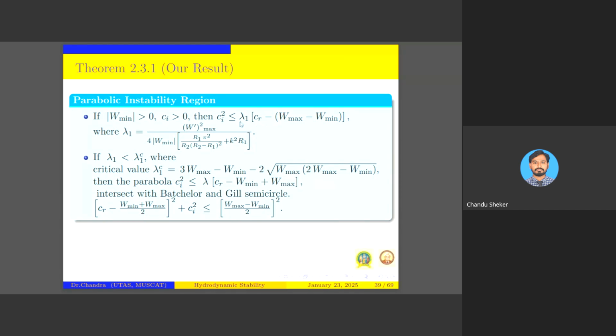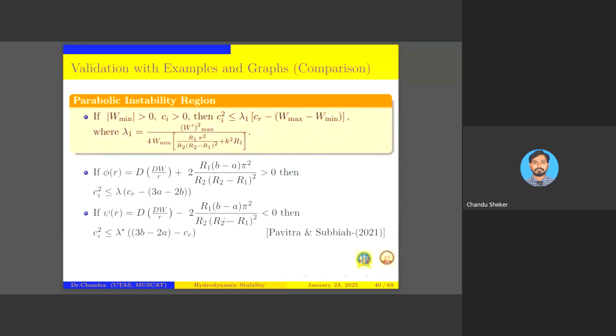Okay, and where is the validation here? How to compare? What we did here is prove one result: if lambda 1 is less than lambda 1 C, where this is the critical value of lambda, then this parabola intersects the Batchelor and Gill semicircle. Okay, let me show you with the graph with a valid example, and we have compared our result with the existing result.